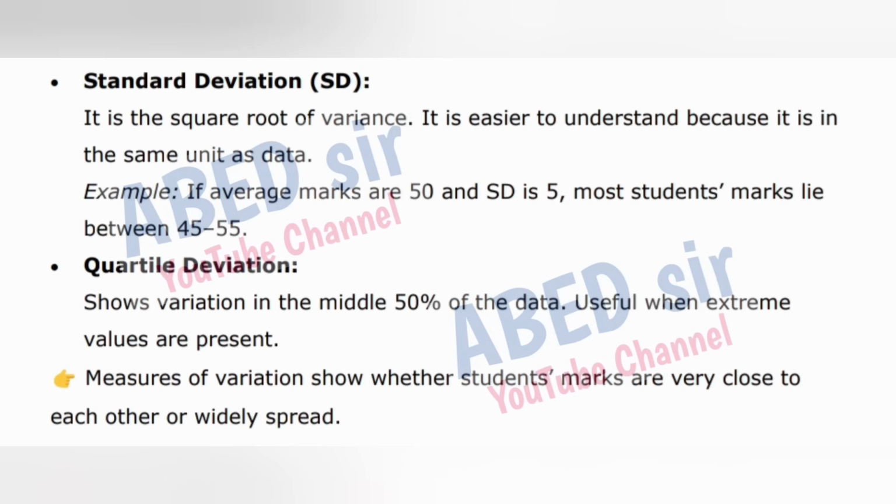Standard deviation, SD. It is the square root of variance. It is easier to understand because it is in the same unit as data. Example, if average marks are 50 and SD is 5, most students' marks lie between 45 to 55. Quartile deviation shows variation in the middle 50% of the data. Useful when extreme values are present. Measures of variation show whether students' marks are very close to each other or widely spread.